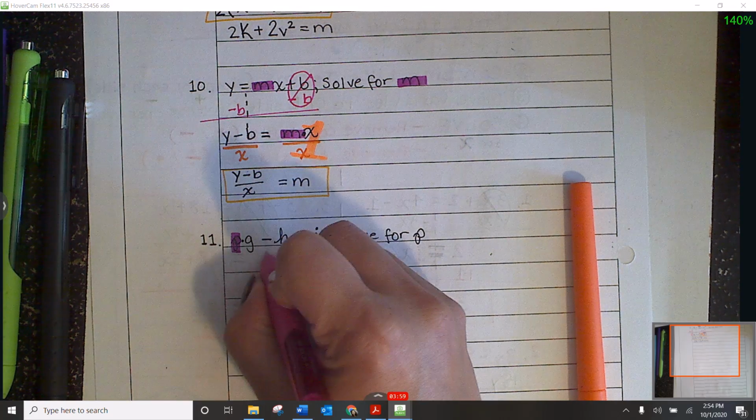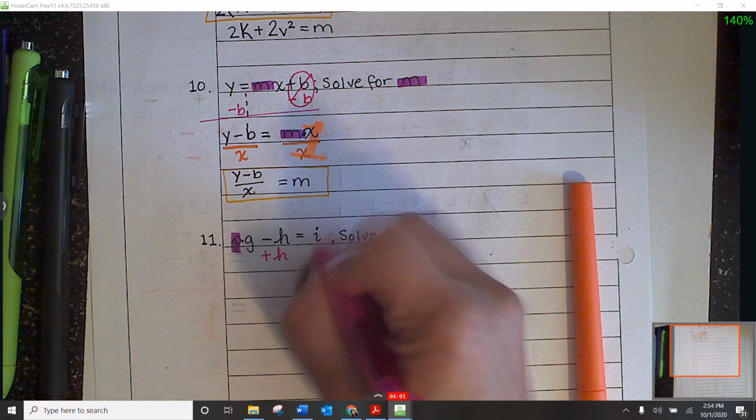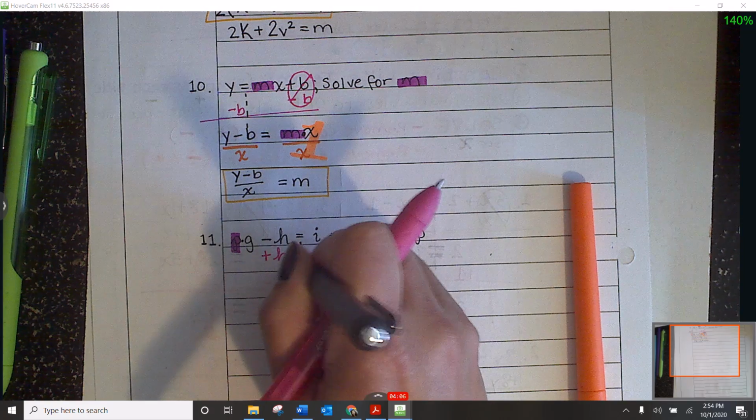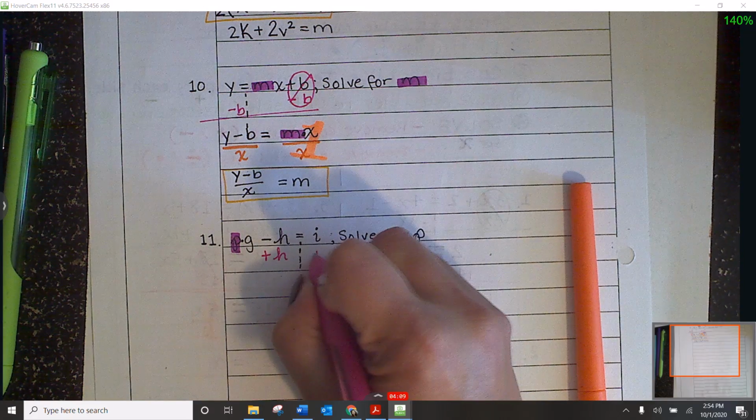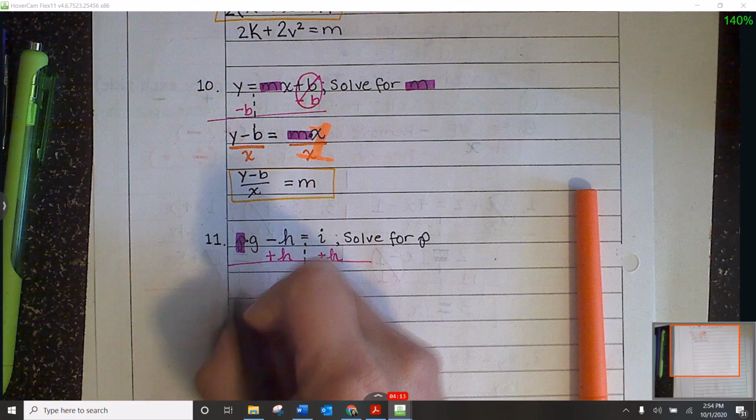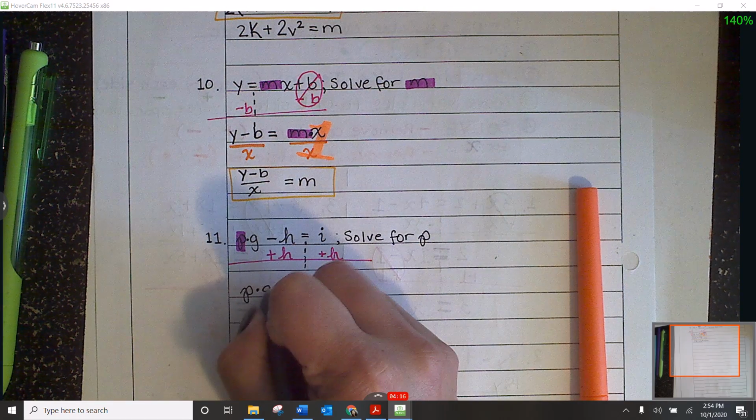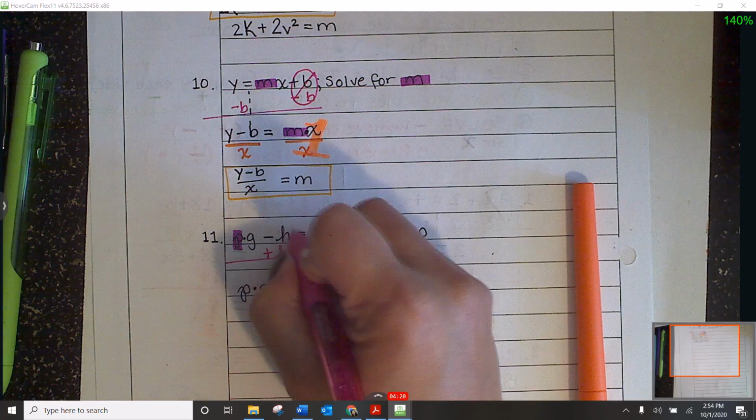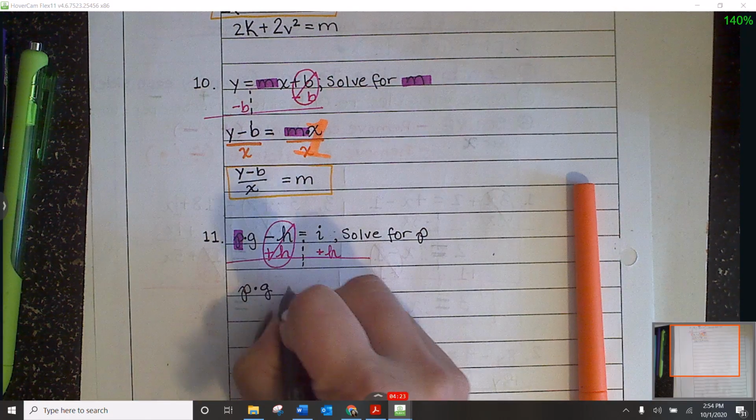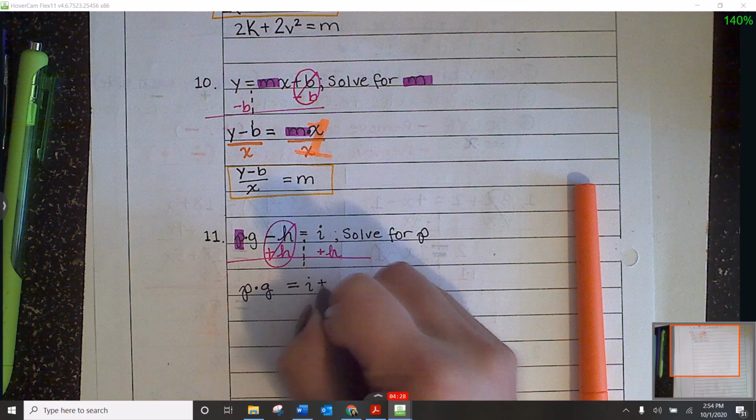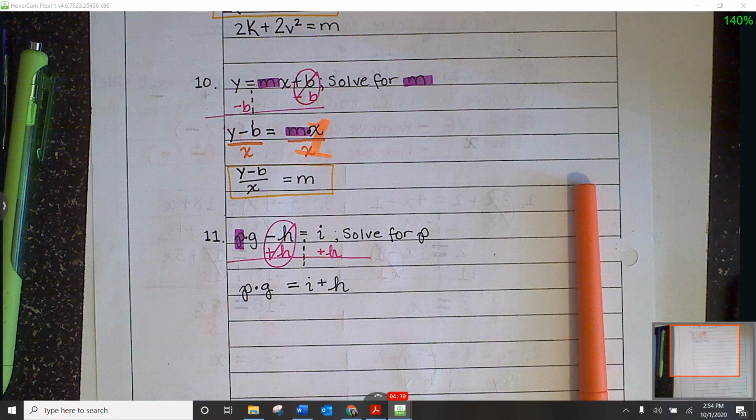So inverse operation says I should add H to both sides of my equation. So I still have P times G, and this time this became a big fat 0, it eliminated, equals I plus H. Now remember, we're trying to get P alone.